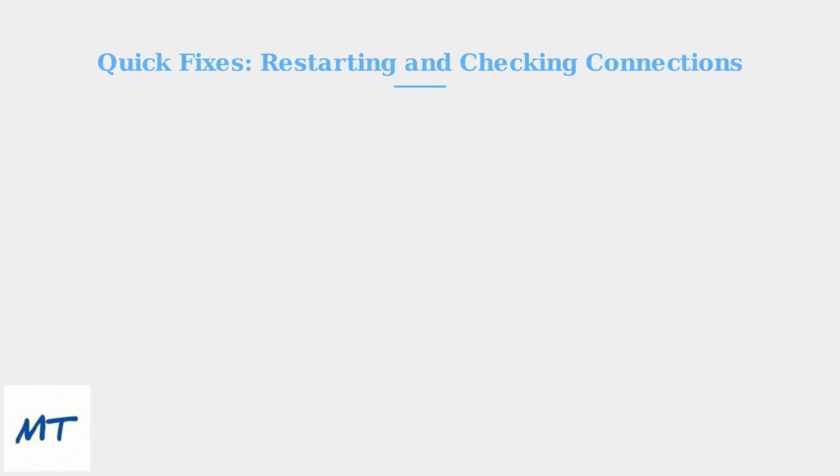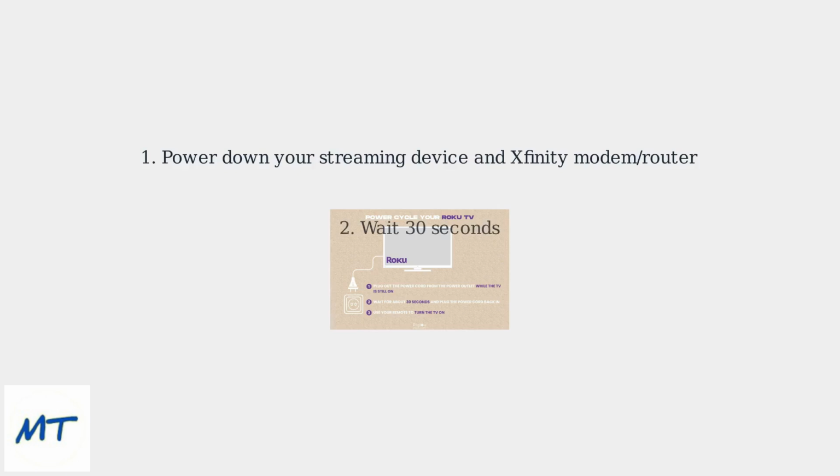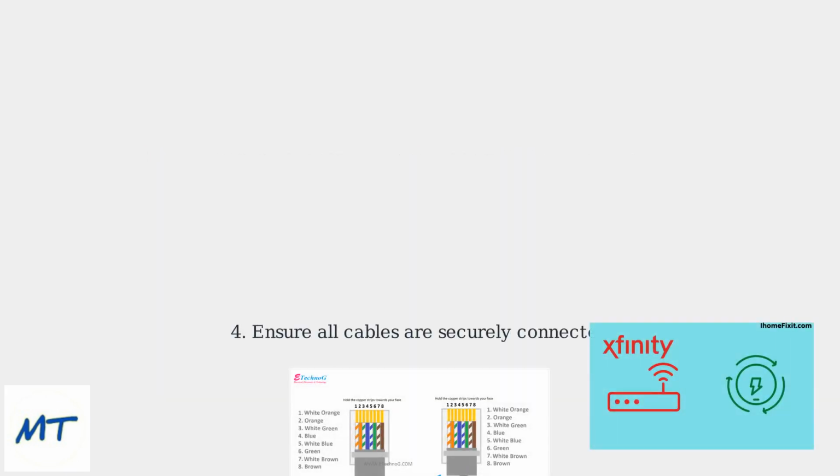Start with the basics. Completely power down your streaming device and your Xfinity modem router. Wait 30 seconds, then power them back on. Ensure all cables, including Ethernet if applicable, are securely connected. This simple restart often resolves temporary glitches causing the NW-2-5 error.